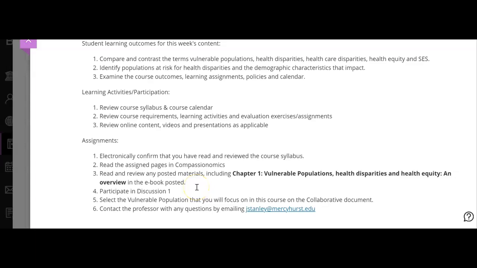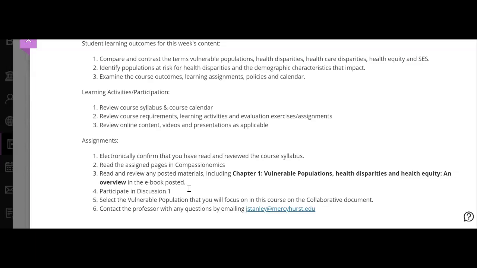And you're going to read other posted materials, including Chapter 1 of an ebook that I have given you access to, but it is free access through the library database, and we'll be reading certain chapters of that book throughout this course. You're going to complete your discussion board number 1, and please note as a tutorial, there isn't going to be anybody to reply to.